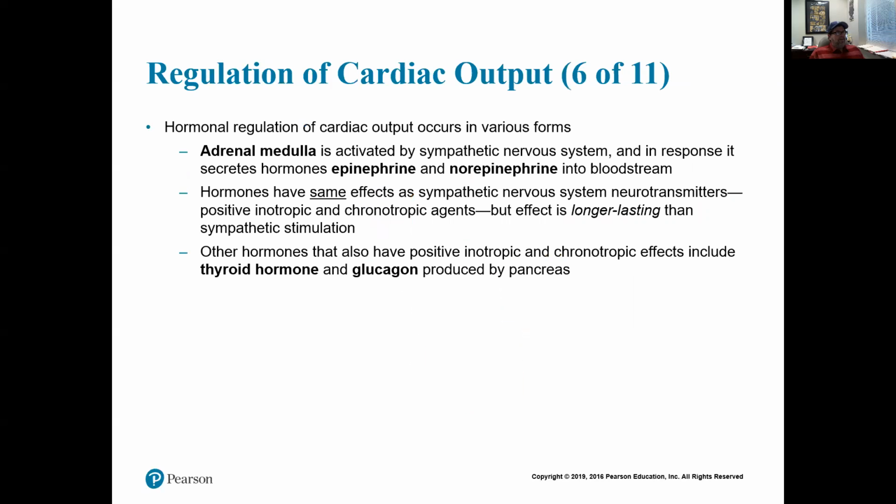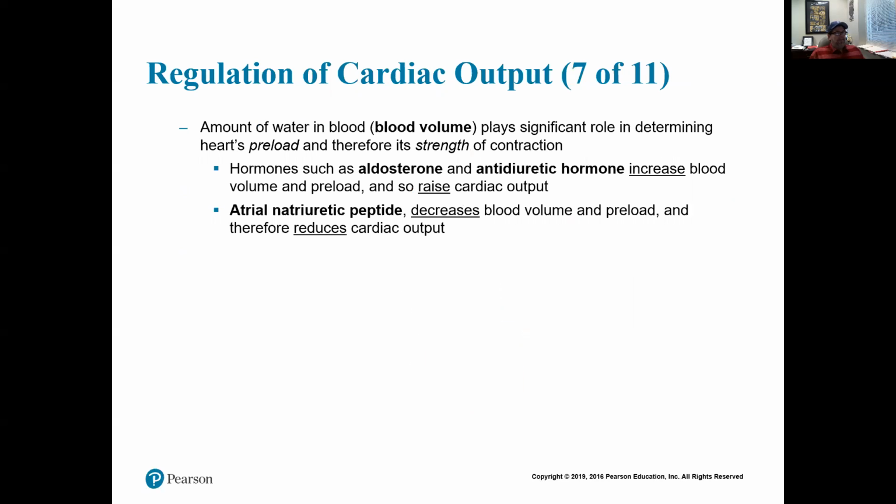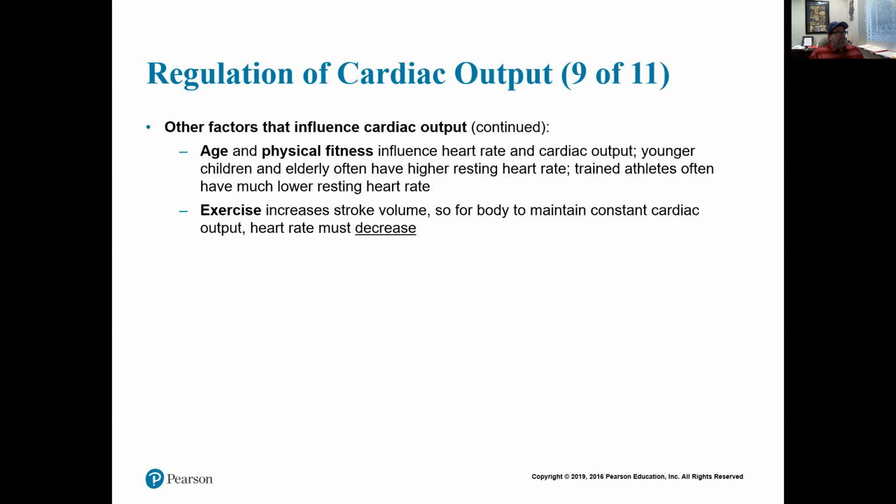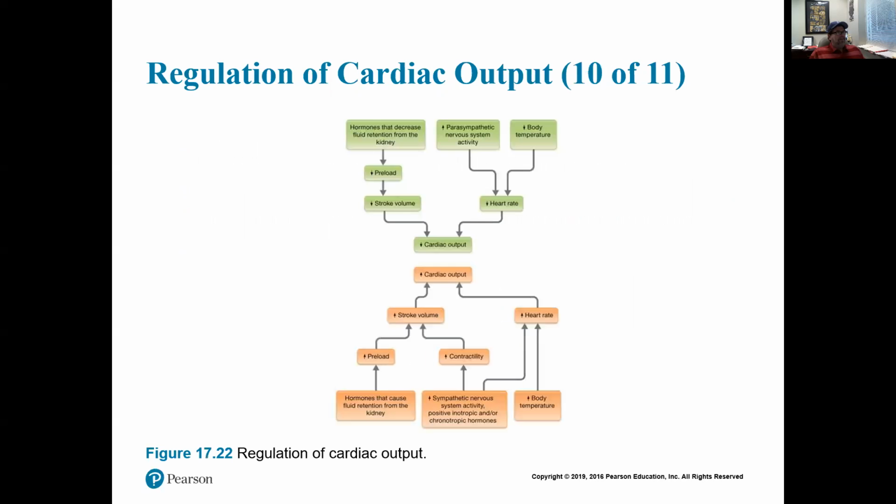Okay, so that was one of the questions on the effects of each division of the autonomic nervous system. The parasympathetic slows it down, and the sympathetic speeds it up. Okay, nothing much here. Other factors, nothing much.